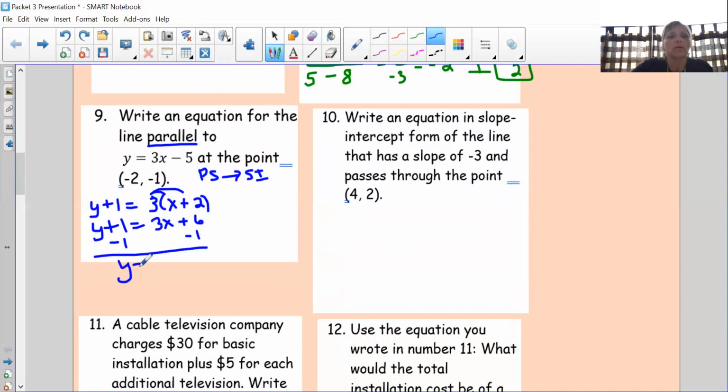Y equals 3x. Opposite signs, we are going to subtract and take the sign of the larger. So there's our final answer.